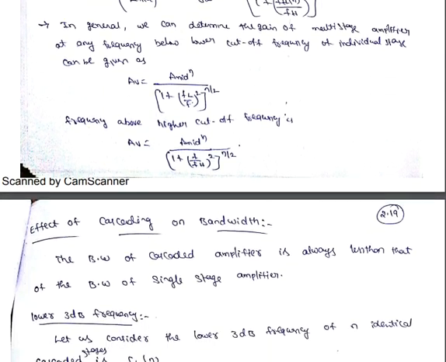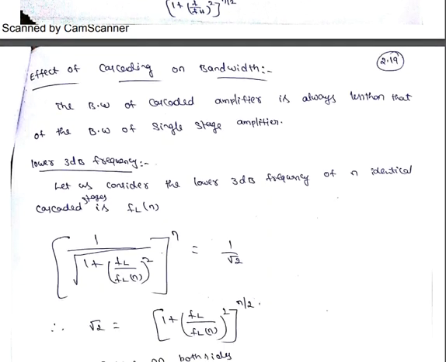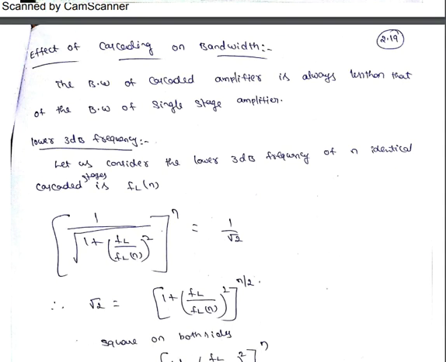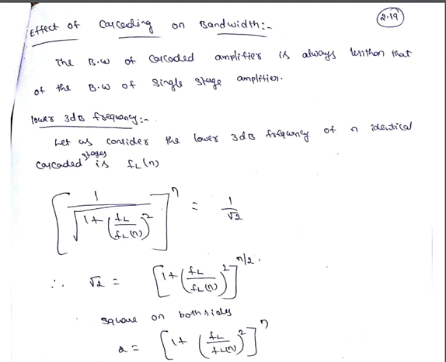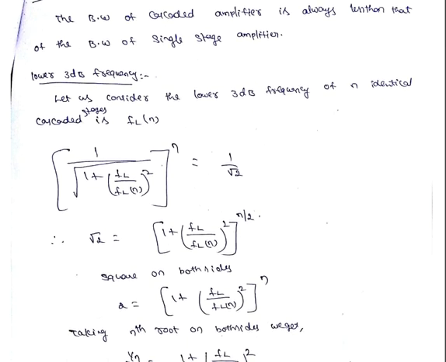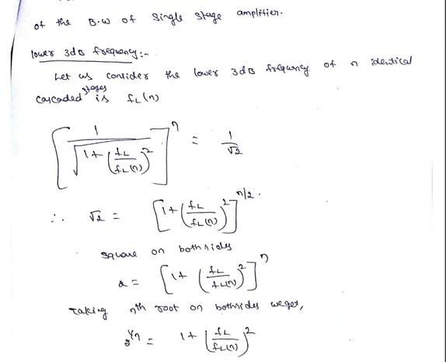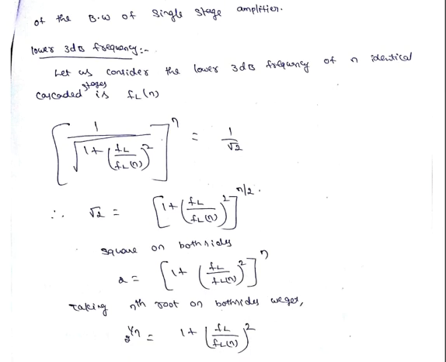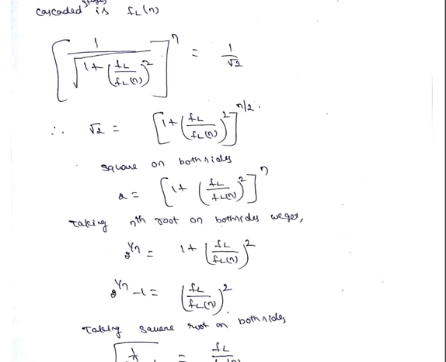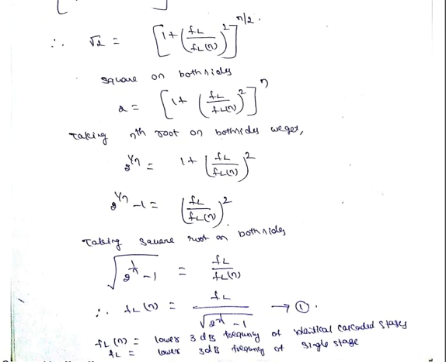Now the effect of cascading on the bandwidth. The bandwidth of the cascaded amplifier is always less than the bandwidth of a single stage amplifier. The lower 3 dB frequency for n identical stages, FL of n, is 1 by root 2 when F equals FL of n. Squaring both sides, we can calculate the relation between FL and FL of n.